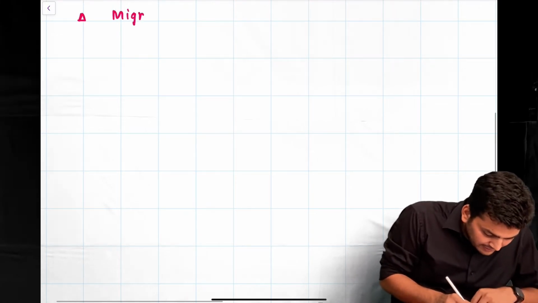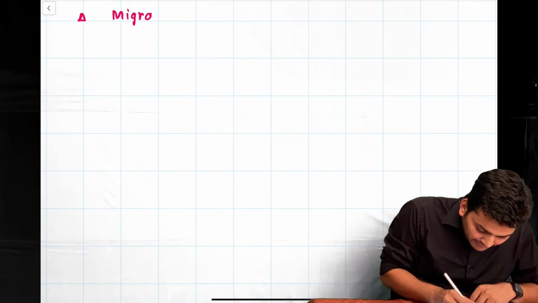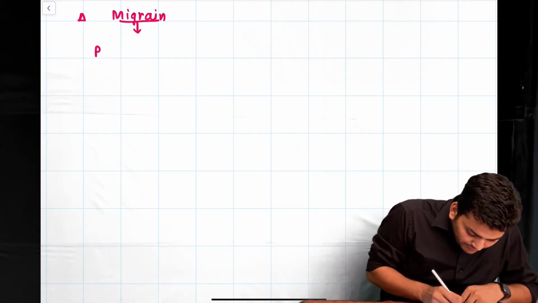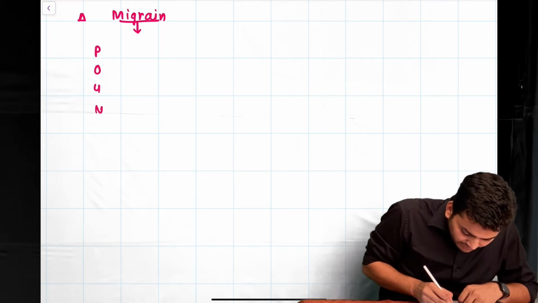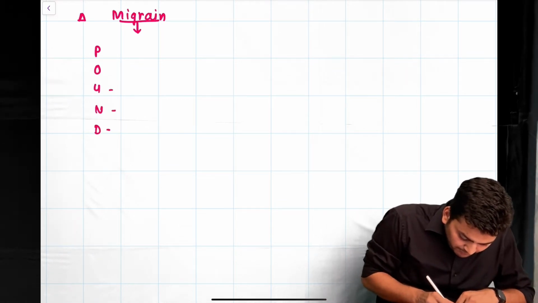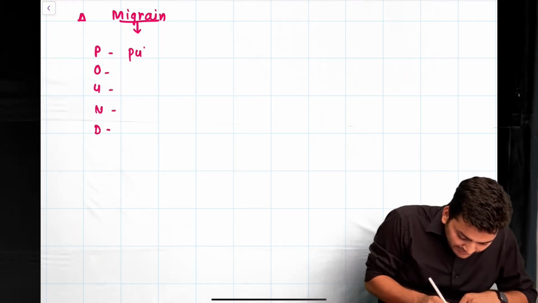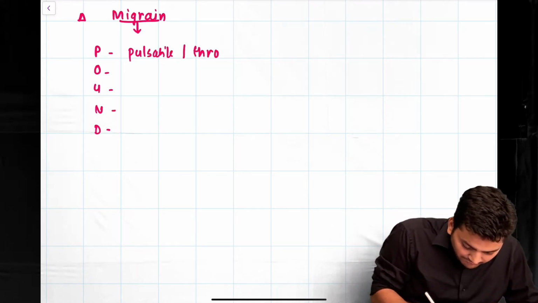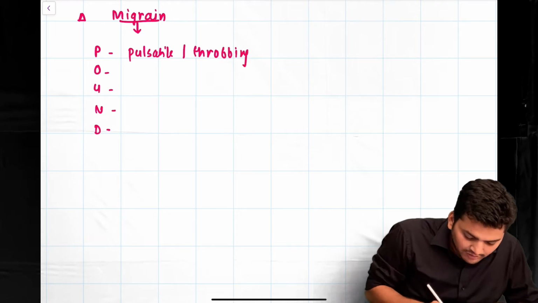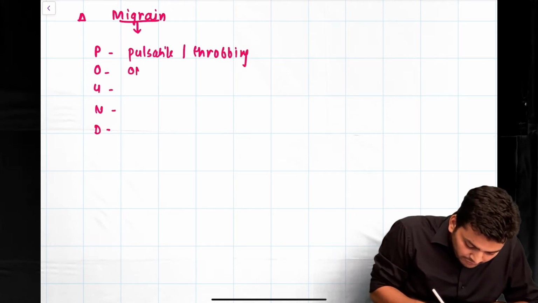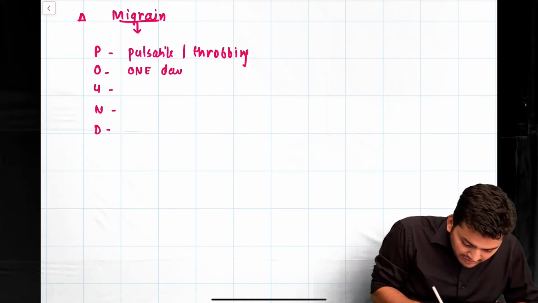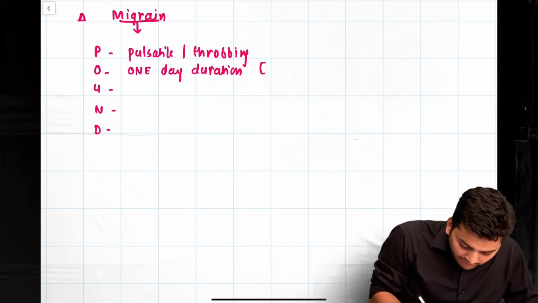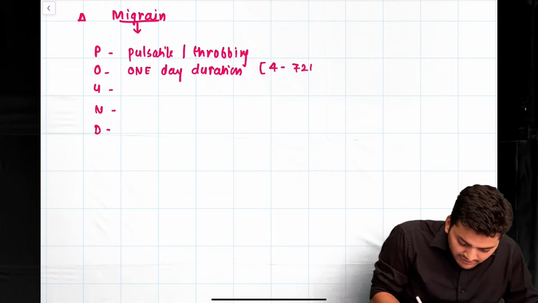The reason we are saying it is migraine is because we use a mnemonic to make the diagnosis of migraine, that is called POUND. In the POUND, P stands for pulsatile type of headache, or sometimes also referred to as throbbing type of headache. O stands for the duration, that is 1 day duration, means typically the migraine attack occurs somewhere in between 4 to 72 hours.